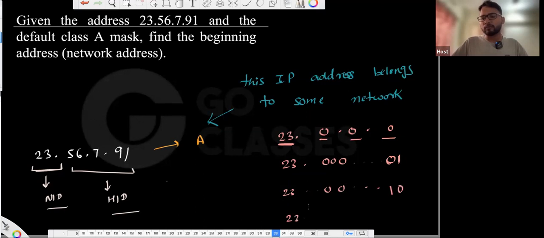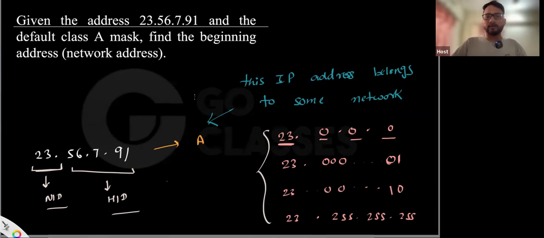So basically from 23.0.0.0 to 23.255.255.255, this is the range of IP addresses that belong to this network. So this IP address belongs to just one network, and not just this IP address. There are many other IP addresses that belong to this network. And how many? These many. So I hope I'm able to convince you.